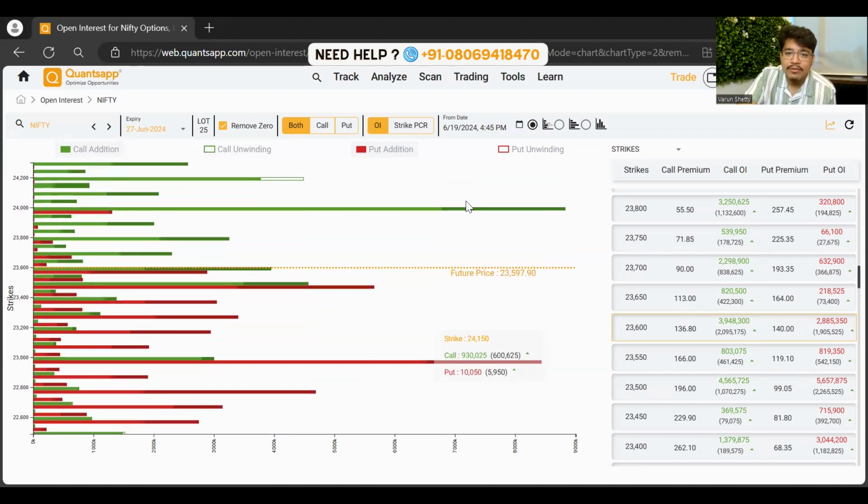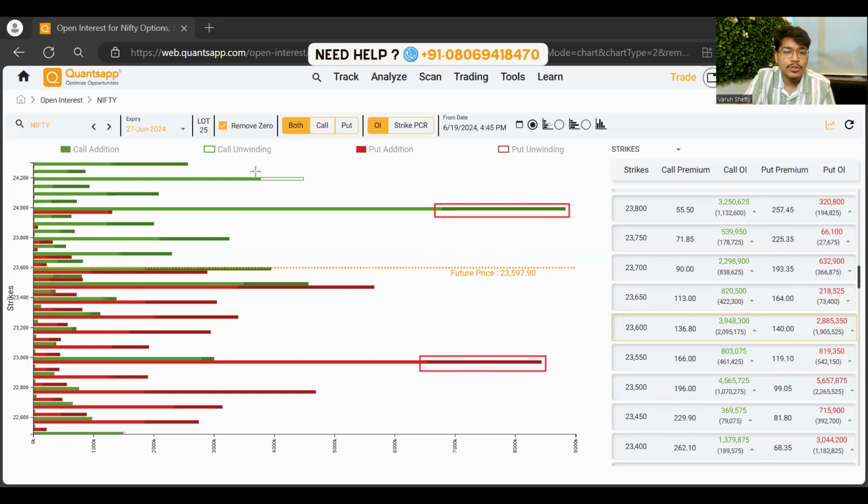If there is a solid green color like this, you can see there is a small portion of it that's solid green here. Solid green color is nothing but call addition. So that much addition has occurred in today's date. From the previous close yesterday, when the market closed, open interest was still here. Now it has added. Same thing on the put side. If you see a solid red color, there is put addition.